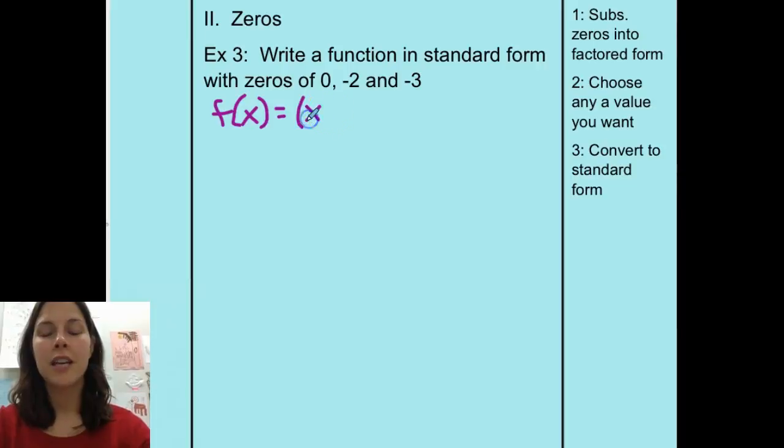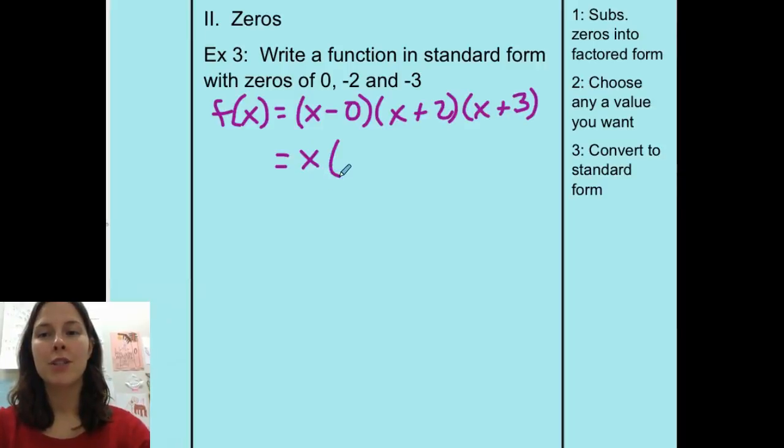Sub your zeros into the binomials with the x and make them opposite. So the -2 becomes positive and the -3 becomes positive. Then multiply and distribute as much as you can. X minus 0 I'm going to simplify, and I'll FOIL my x plus 2 and x plus 3. So we get x squared. The 3x and the 2x combine for 5x, plus the 2 times 3 gives me 6. Finally, I will distribute my x.